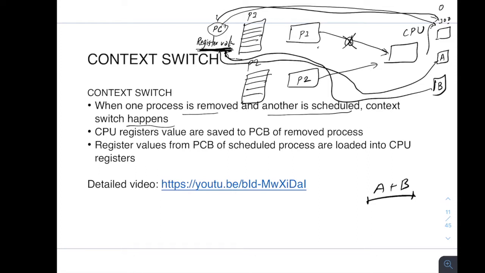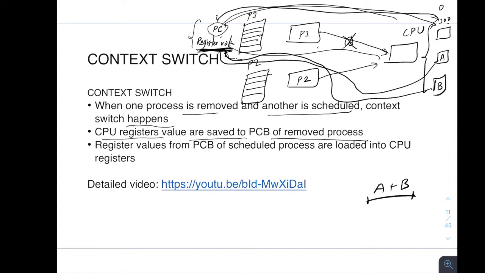So this context, if you see, was saved for P1 in this register values and PC. Now when P1 gets time again, whatever is stored here will be put back here again, and it will start executing. That is called context switch. So CPU register values are saved to the PCB of the removed process. That's what I did here.